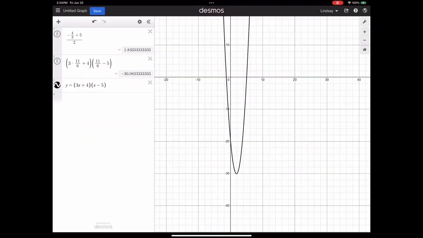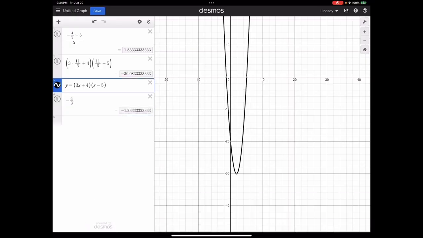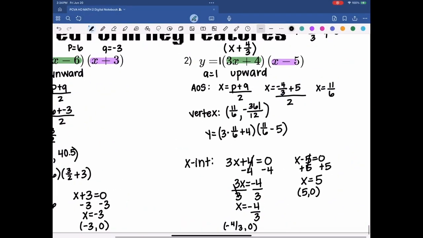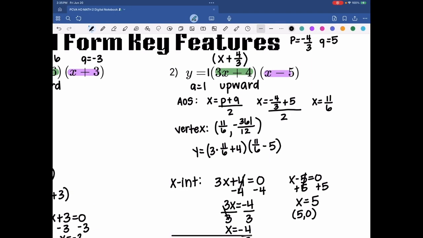So I can look at that. I can see across the x-axis that it crosses at negative 1.3, so negative 4 over 3, that's where that comes from. And then it's crossing at positive 5. So again, factored form, I can multiply it out and put it into any form I want, but factored form really does help us find the x-intercepts because it's already in factored form, which you'll find later that to find those x-intercepts, those solutions, we would need to factor it and put it in factored form.